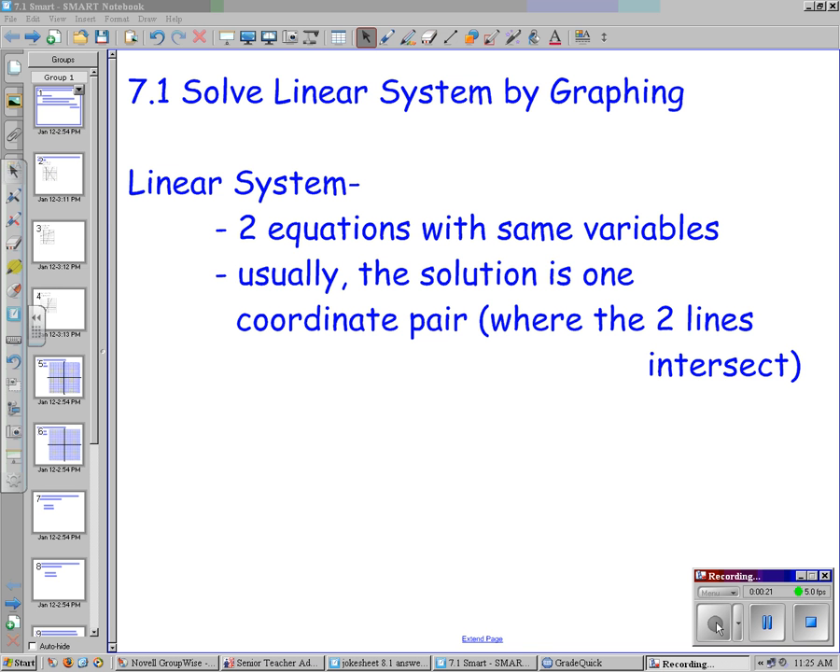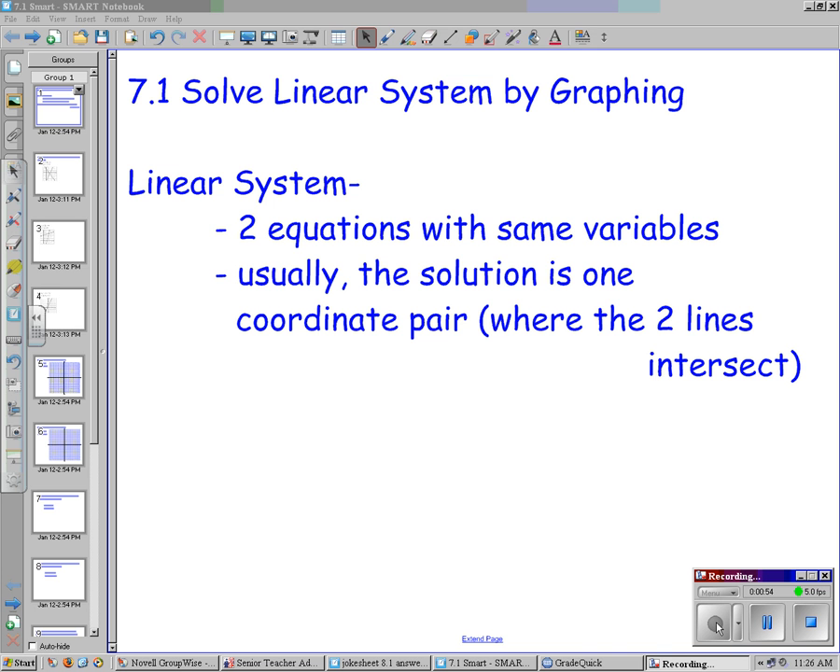You may wonder, what is a linear system? Well, it's two equations that have the same variables in them, usually x and y. Each equation would have an x and a y, which is why we can graph them. And there is usually one solution to the system, and that is an xy coordinate pair, and it's wherever the two lines intersect.